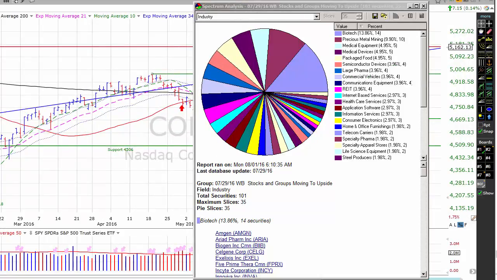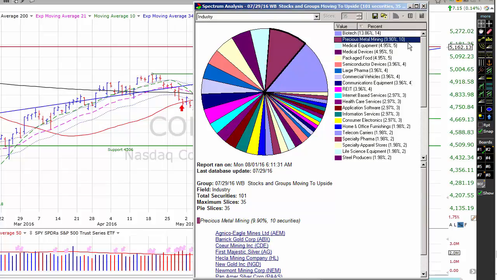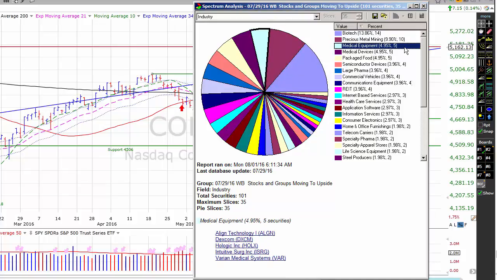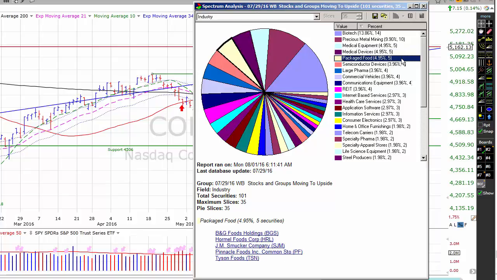Yesterday, of the top 100 most powerful stocks in the most powerful industry groups, 14 came from biotech, 10 came from precious metal mining, 5 came from medical equipment, 5 from medical devices, and rounding out the top 5, we had 5 packaged foods. We're seeing a lot of medical devices, medical equipment.